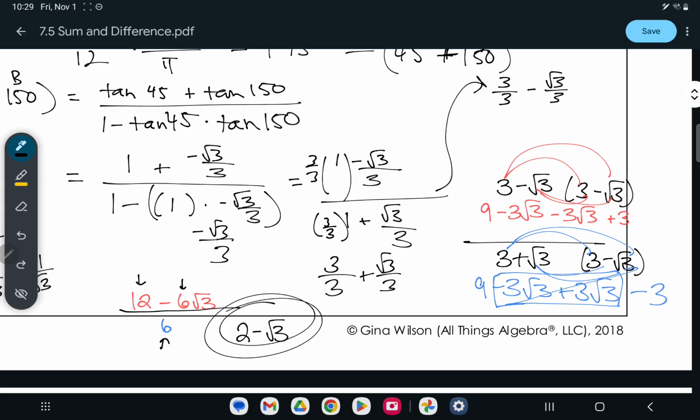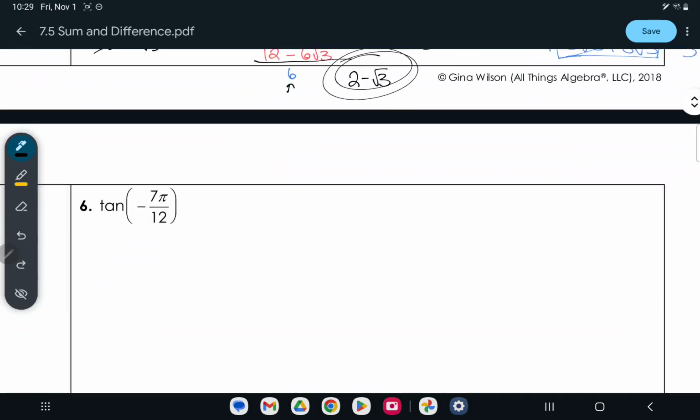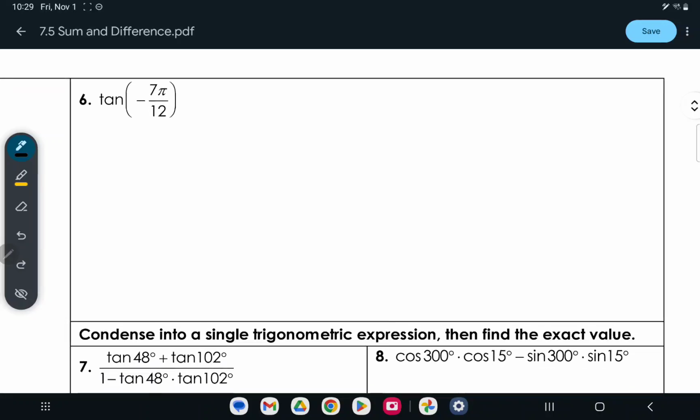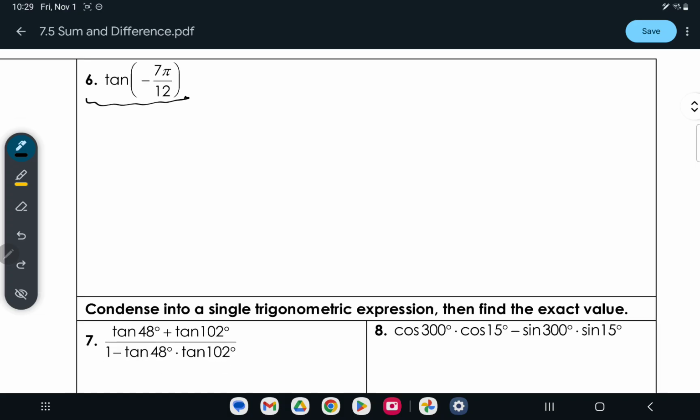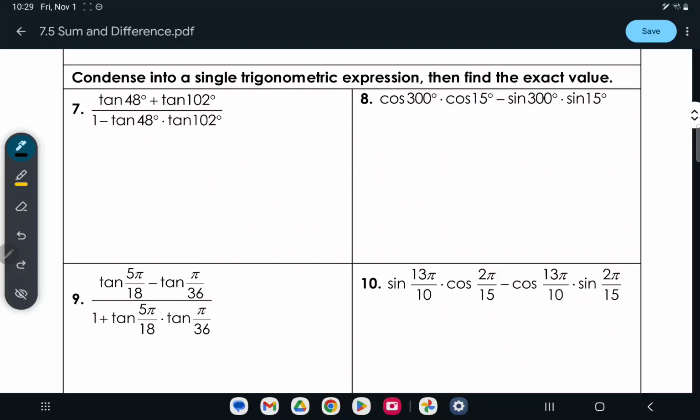Okay. Let's look at some more. You can do it with negatives. Actually, for the sake of time, you can try that one. Let's get into this other stuff. So, condense it into a single expression and then evaluate. All right, let's see. I'm going to see what formula this matches up with.